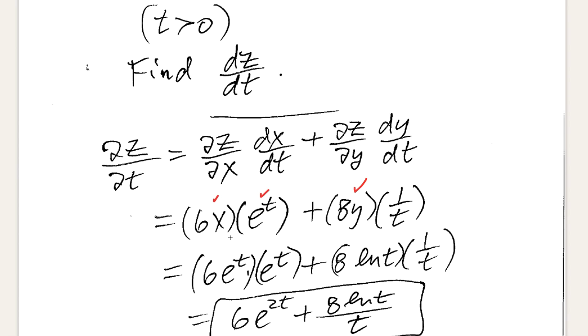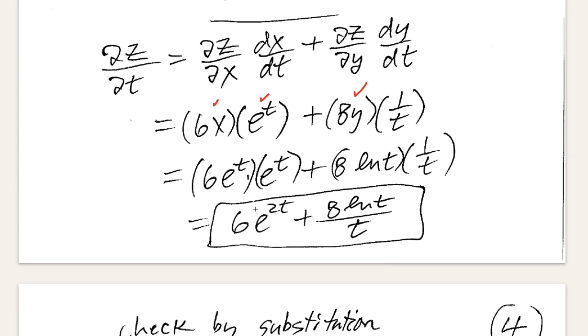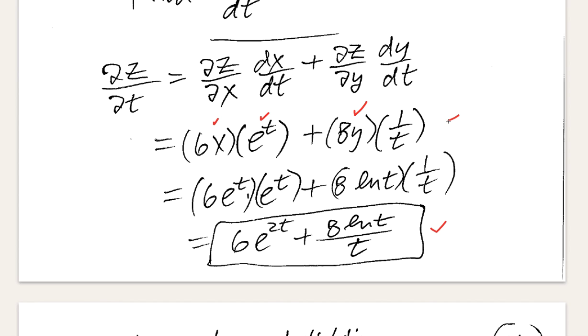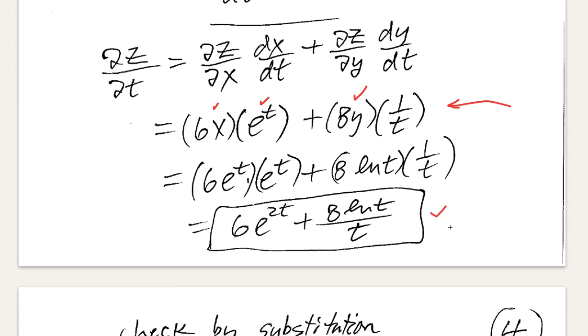And notice in the end what I've done here. I've replaced x by e to the t and y by the natural logarithm of t, so I wrote my final answer entirely in terms of t. You didn't necessarily have to do that. You could have stopped up here. For many questions that you will see in the homework for the book, they will stop up here.